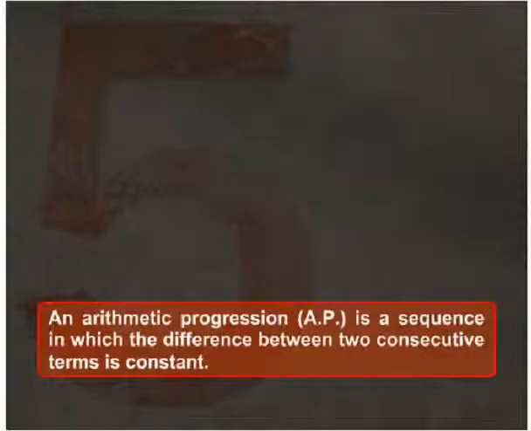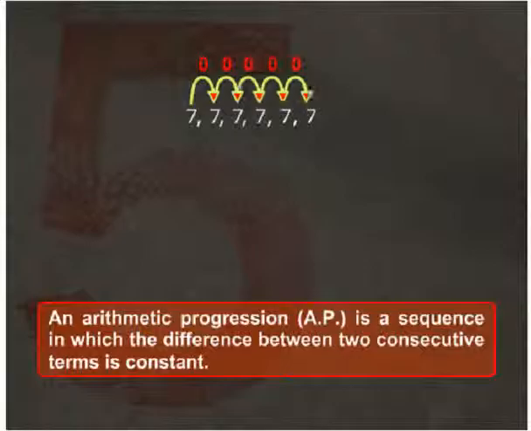But let's look at an interesting example. Let me write a 7. Let me write another 7, another 7, and a sequence of 7s. Do you think this is an arithmetic progression? Let's apply our basic test. Find the difference between two subsequent terms. 7 minus 7 is 0, 7 minus 7 is 0. Well, 7 minus 7 will always be 0. But it is still constant. Every time it is 0. So if the difference is constant, it has to be an AP.